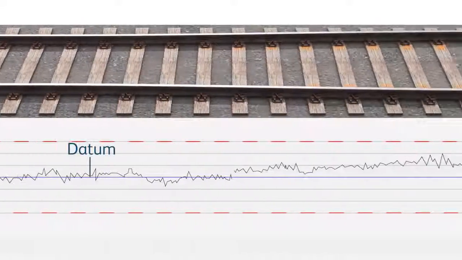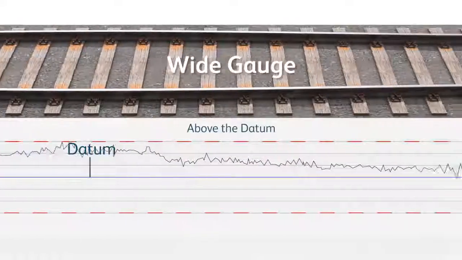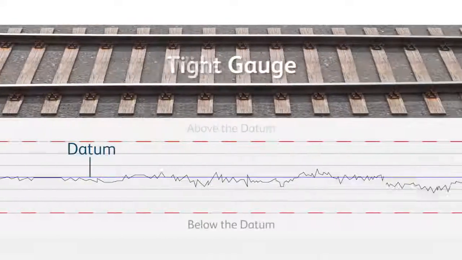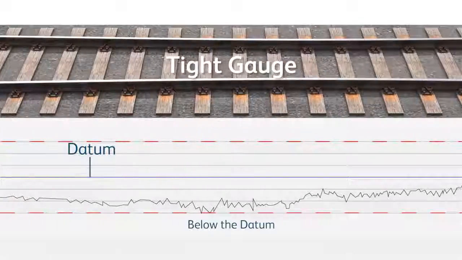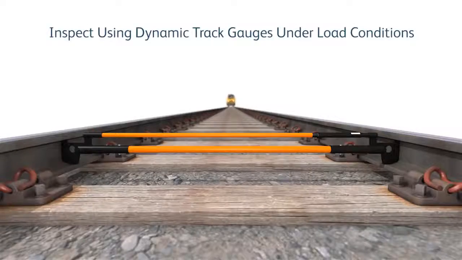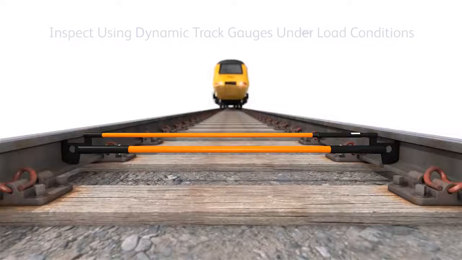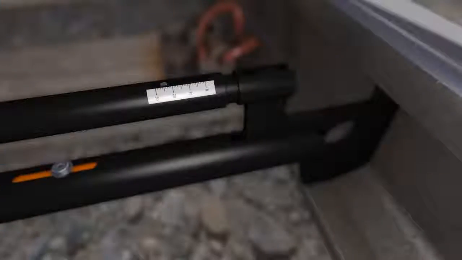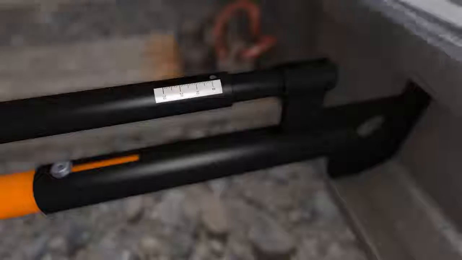Above the datum line, on the plus side, is wide gauge, and below the line, on the minus side, is tight gauge. Gauge faults must be inspected using dynamic track gauges under load conditions. Shuffle, rail rotation, wear patterns and running bands should also be considered.